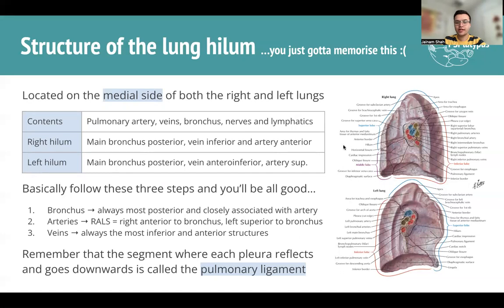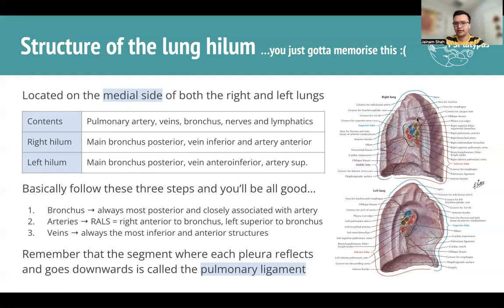However, I was never good at memorizing these things. Even saying it right now, it's very difficult for me to figure out where things go. So the way I like to do this is I just use a 3-step rule, and 99% of the time you'll be able to figure out what's happening, and you'll look really smart to your lecturers and tutorial teachers. The first thing you're thinking about is the bronchus. As I already said, it doesn't matter if it's left or right, it will always be posterior. An additional thing is that it's also closely associated with the artery, not important for now. So just remember, always posterior.